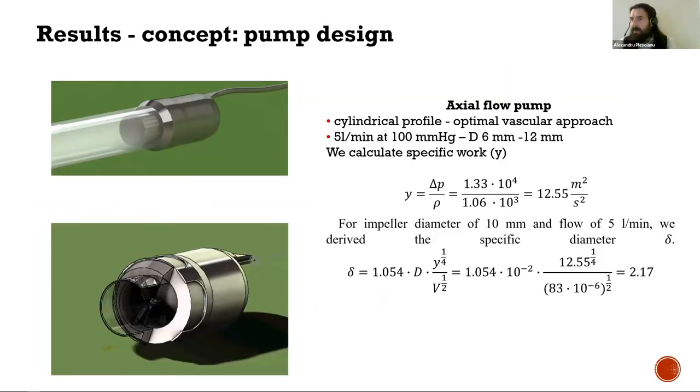Mathematical modeling was performed aiming to calculate the pump characteristics to comply with the size constraints. Dimensional functional calculus of the hollow axial flow pump was made. From the requested pressure work of 100 millimeters mercury and blood density, we calculated the specific work. For an impeller diameter of, for example, 10 millimeters and a flow of 5 liters per minute, we derived the specific diameter.